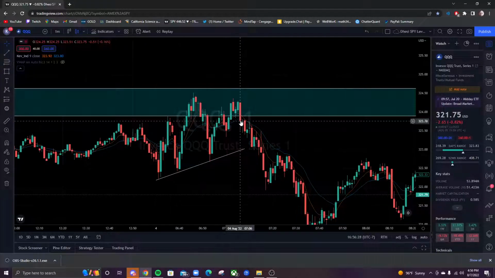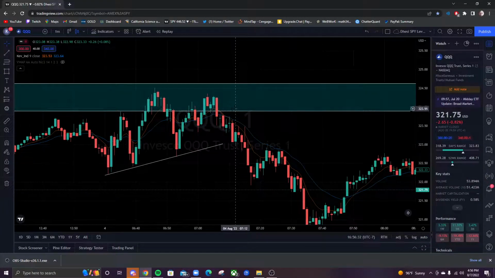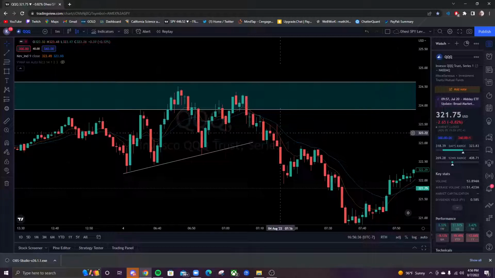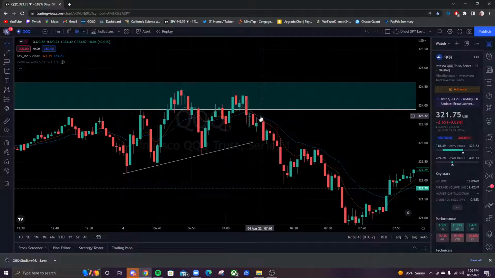We did close under both EMAs, and now we're chopping under the EMAs and just wick testing them. So personally, what I like to do is on this candle right here, this shows me a lot of sellers are stepping in. This candle's still a lot of indecision because we haven't got above the EMAs.